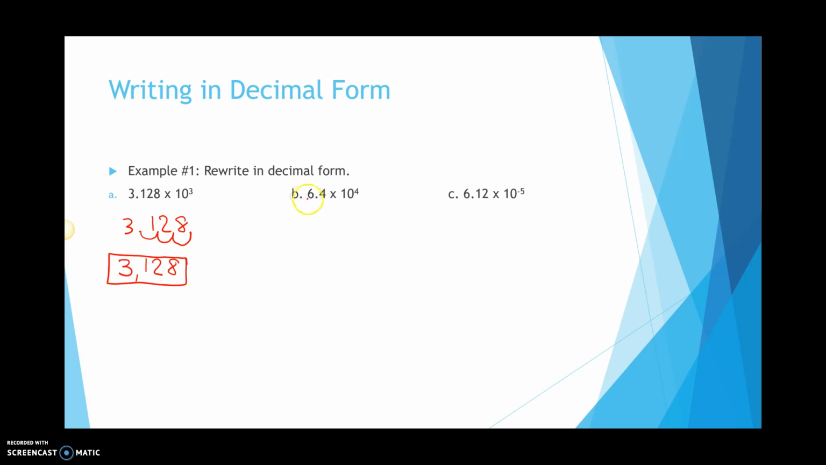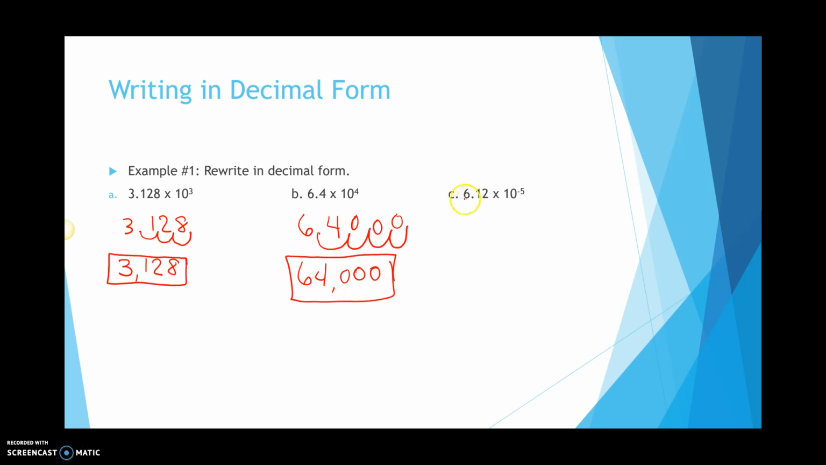For B, we have 6.4 times 10 to the fourth, so I'll write 6.4. This decimal, we're going to move 4 places to the right, 1, 2, 3, 4. I fill in those empty spaces with zeros. So this value here is 64,000. Answer.